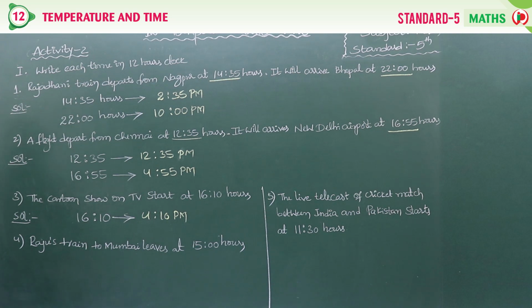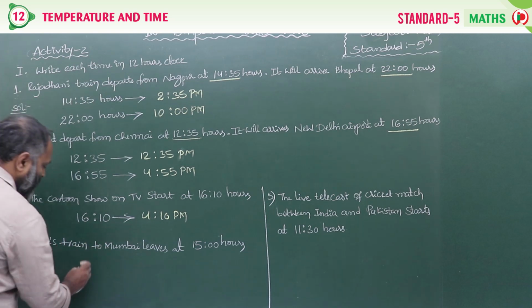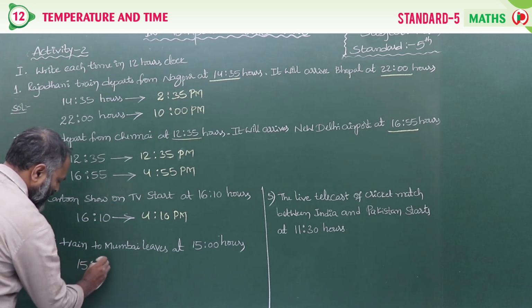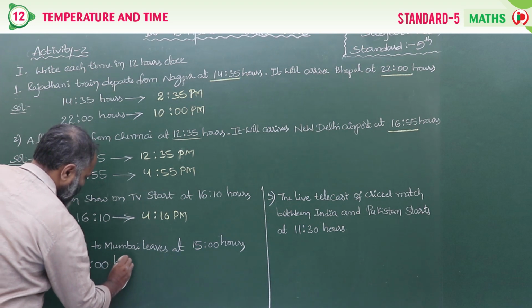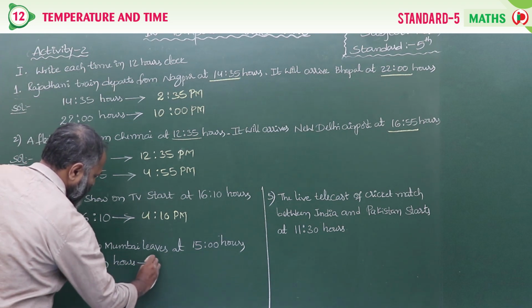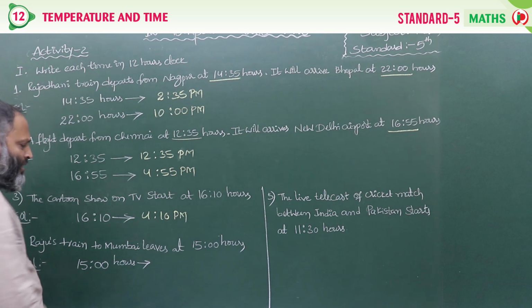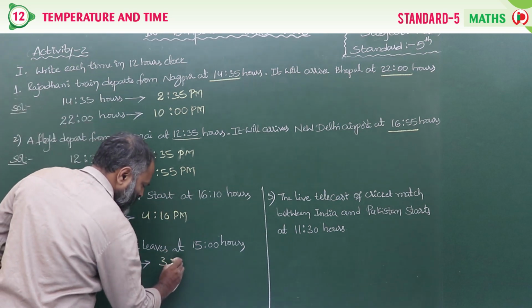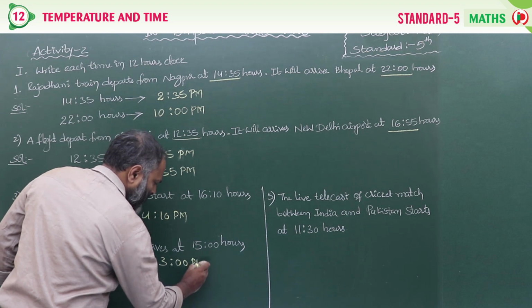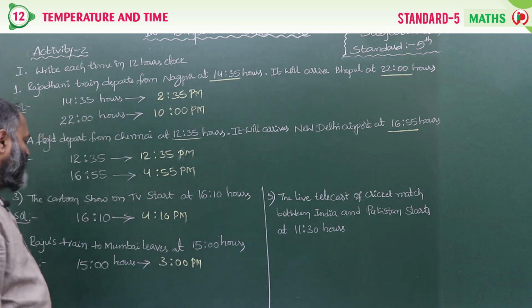Now Raju's train to Mumbai leaves at 15 hours. 15 is also more than 12. Then how to write? 15 minus 12 is 3. So write 3 PM.